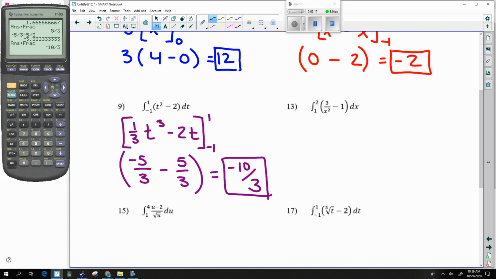Okay, I'm going to rewrite this. I don't like denominators like that. So this is 3x to the -2 minus 1. So this is going to be x to the -1. That would produce a -3 minus 1x.